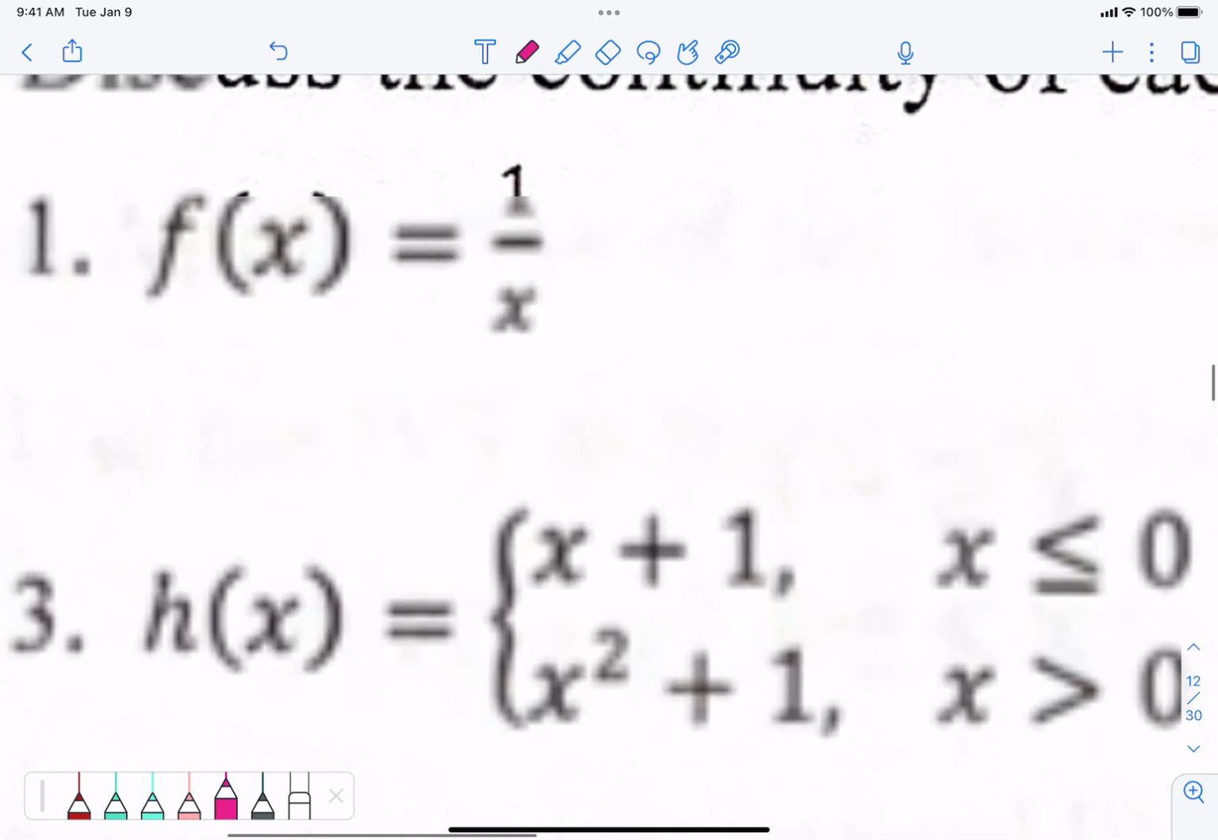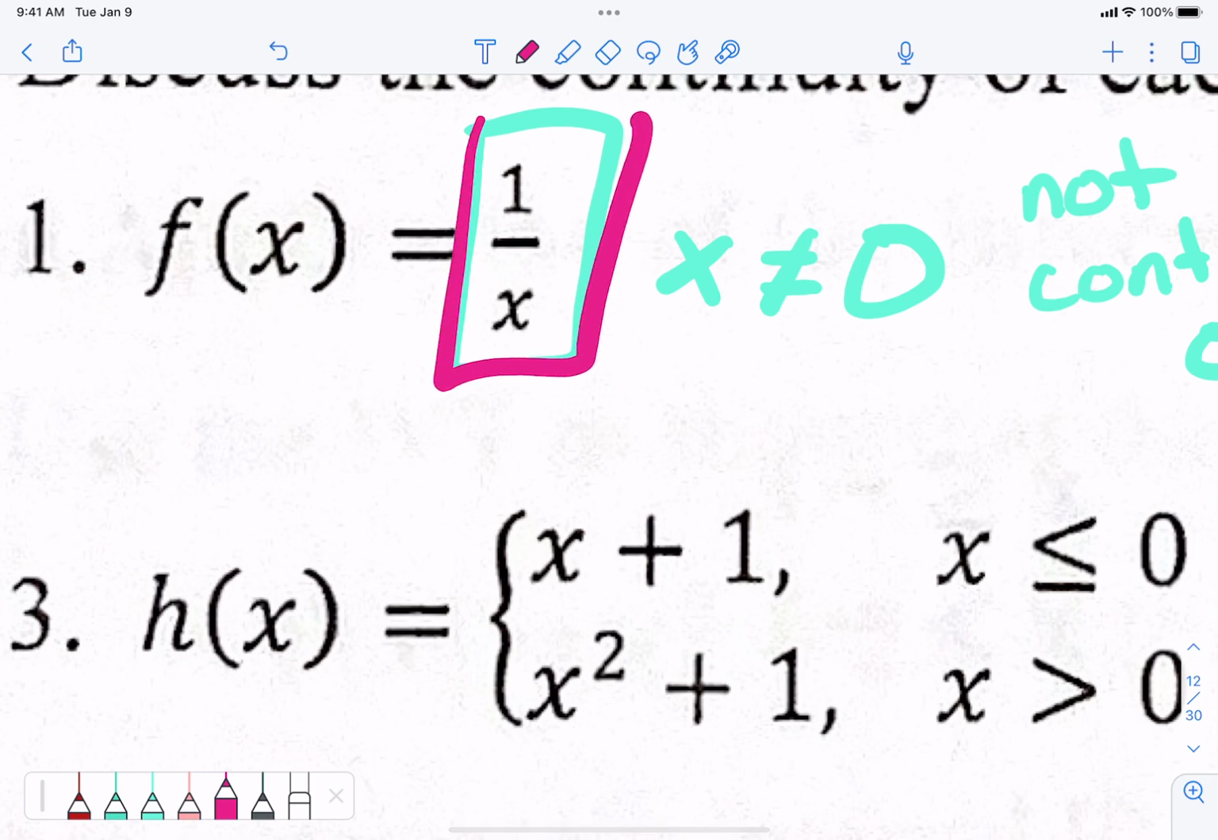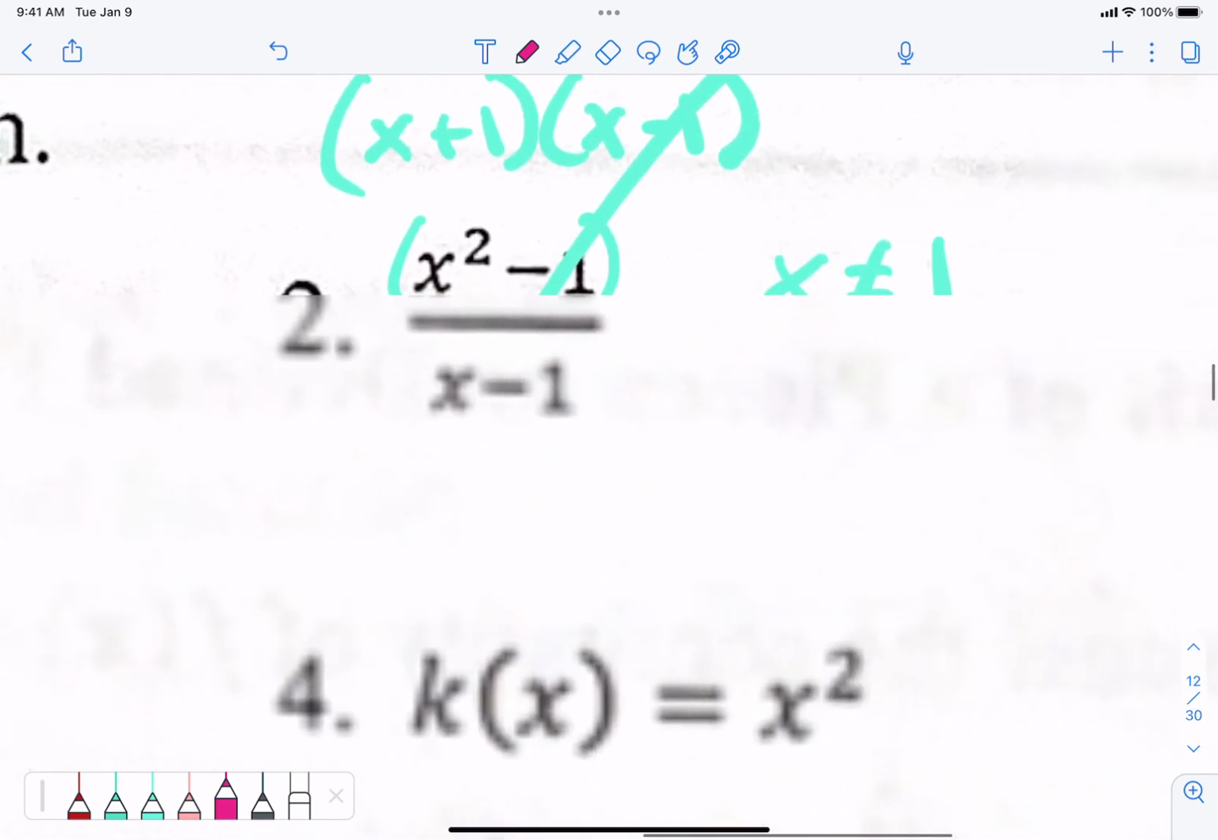Okay, let's go over to this first one. Number 1 that we just did, is this a removable or non-removable discontinuity? Why is it non-removable? Because it doesn't cancel. I can't get rid of it. There's nothing I can do to get rid of that x. Here, I was able to delete it out.